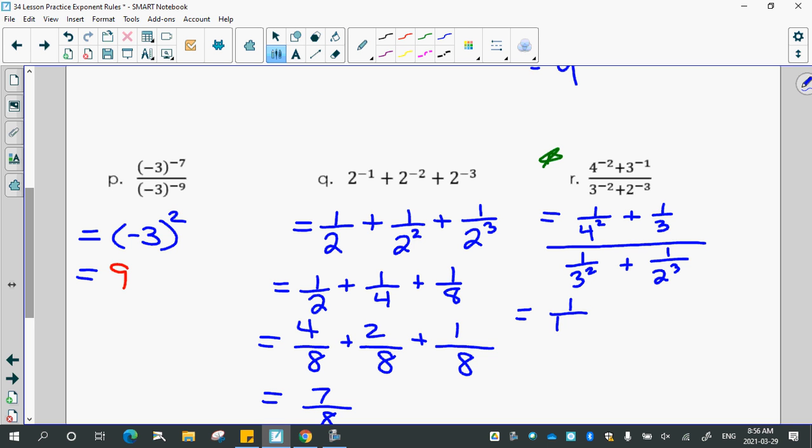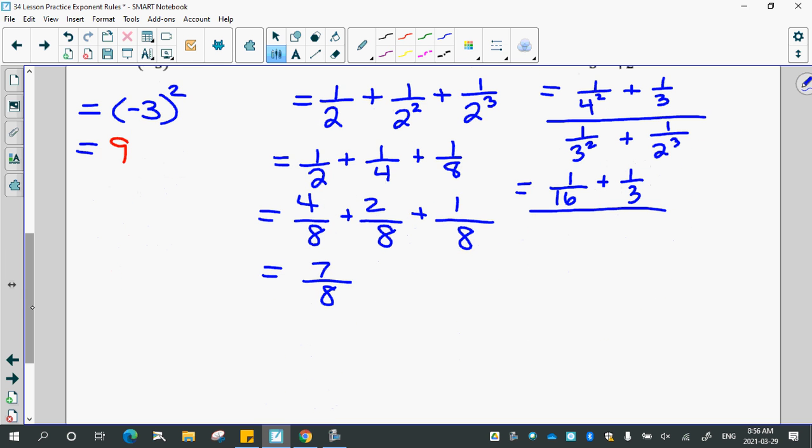In the numerator, I have a 16th plus a 1/3. And in the denominator, I have 1/9 plus 1/8.